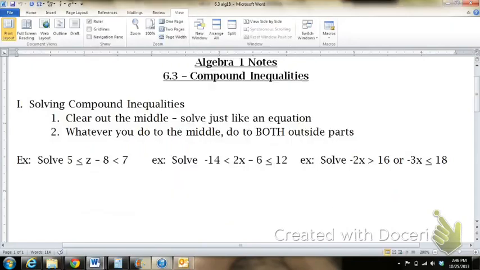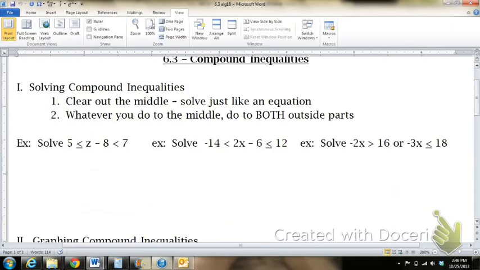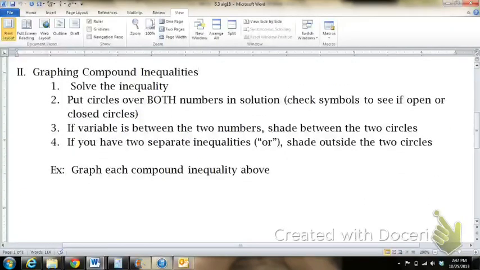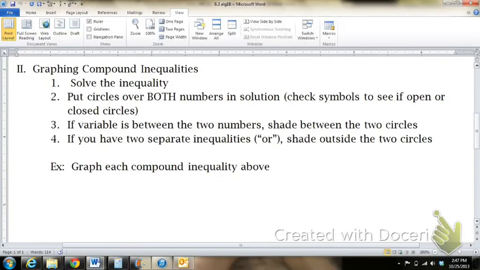Okay. All right, we're going to go down now and we're going to graph our inequalities. So first you need to solve the inequality, and you're going to put circles over both of your numbers. Okay, so we're just going to graph both inequalities. Now here's what's going to happen. We're going to use the same inequalities from above.